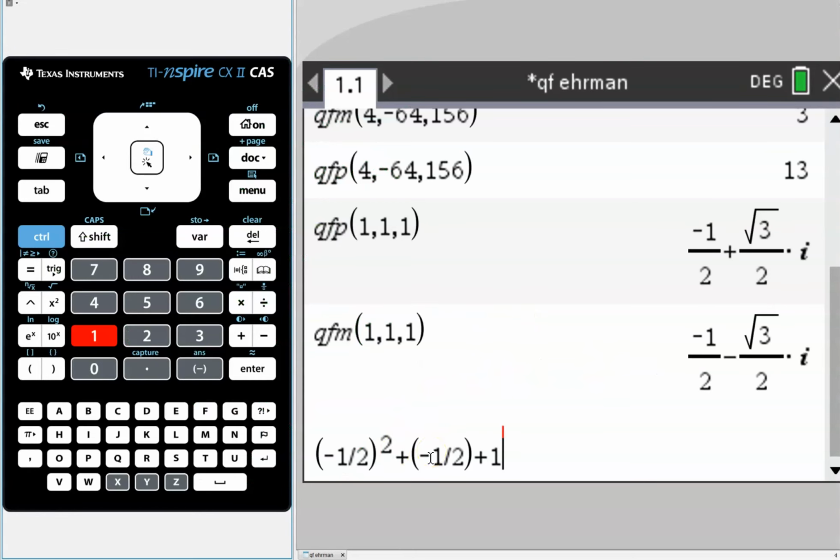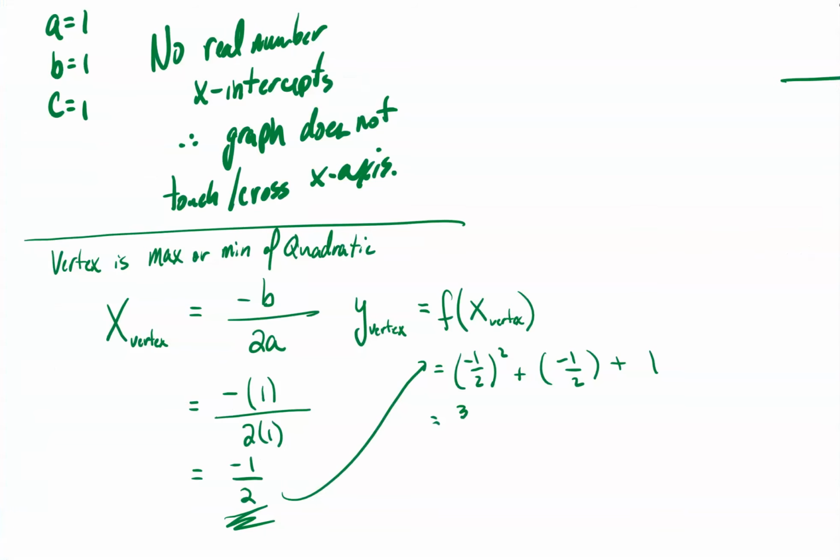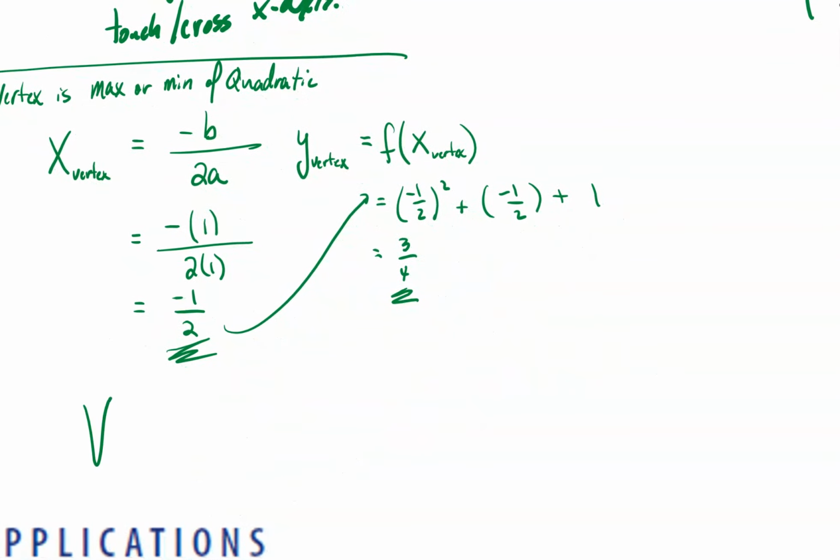So I've got that set up in my calculator, and I'll tap enter here, and the y-coordinate ends up being 3/4. Okay, so it now seems that our vertex, which we sometimes label just v for vertex, ends up being at an x value of -1/2 and a y value of 3/4.